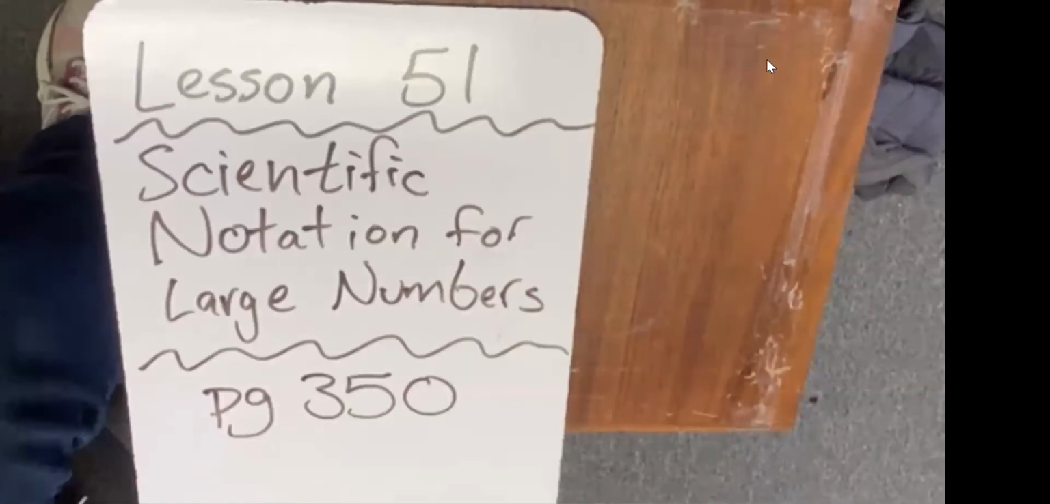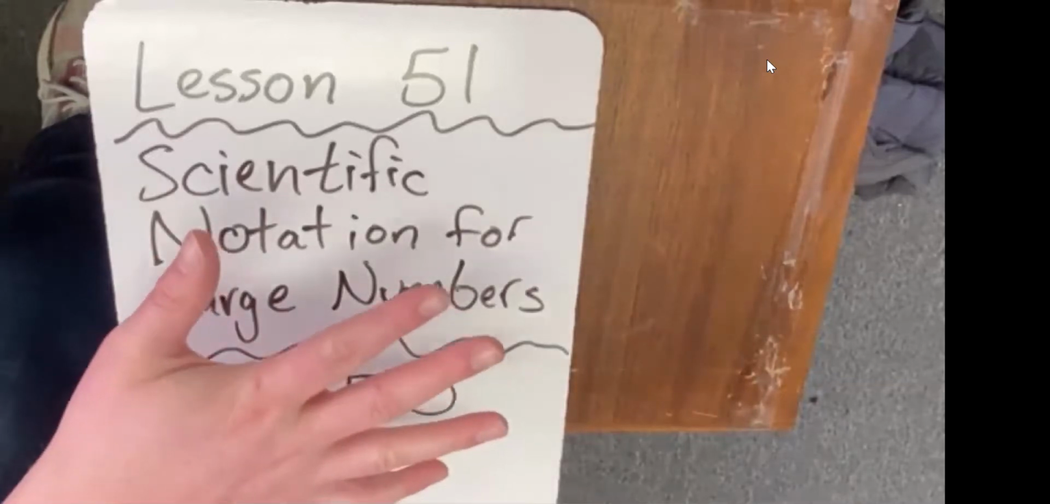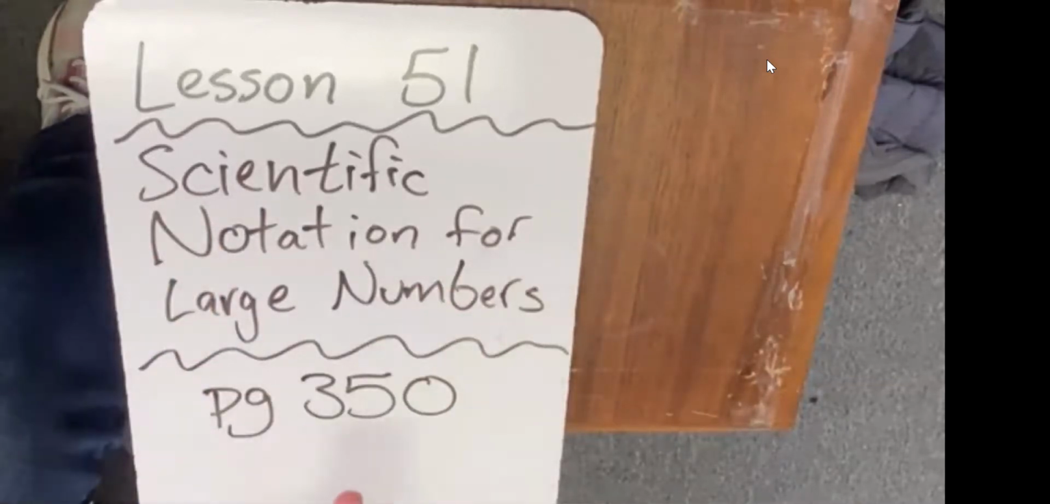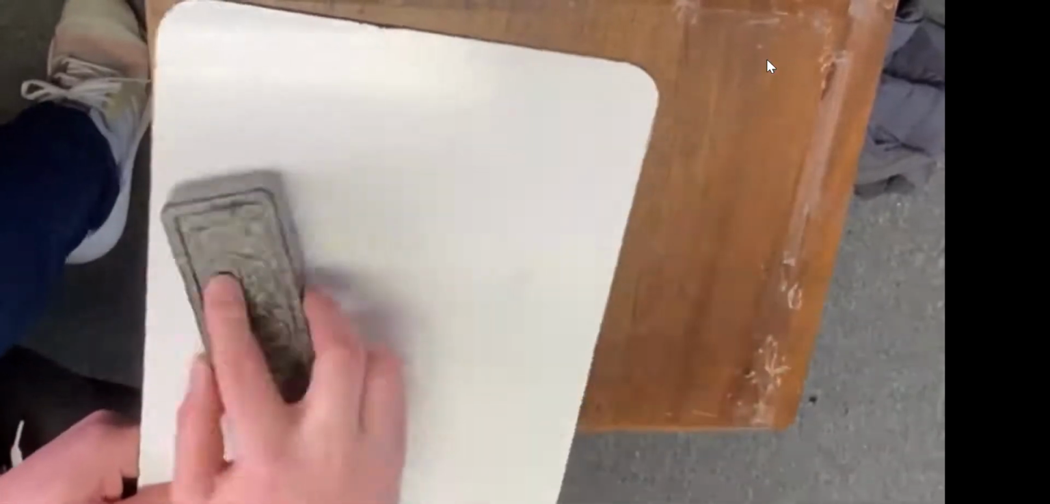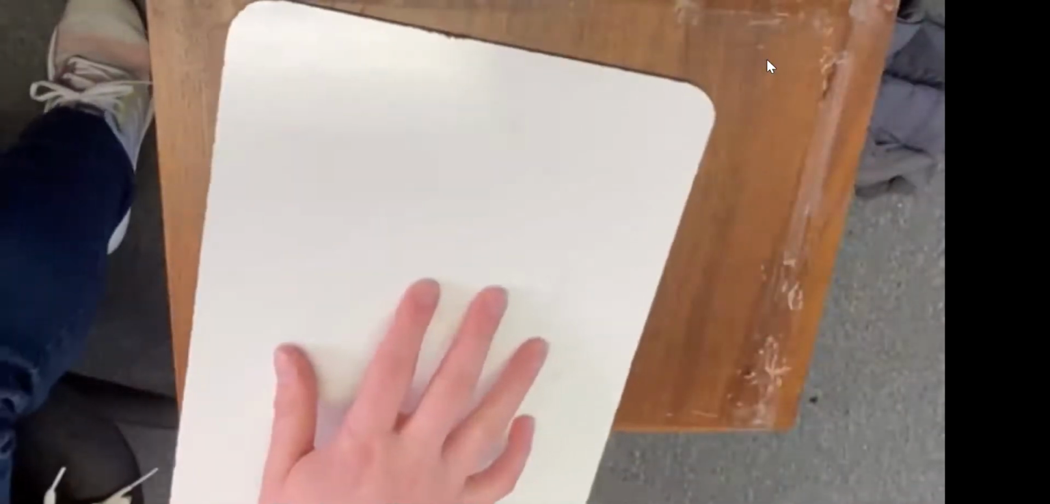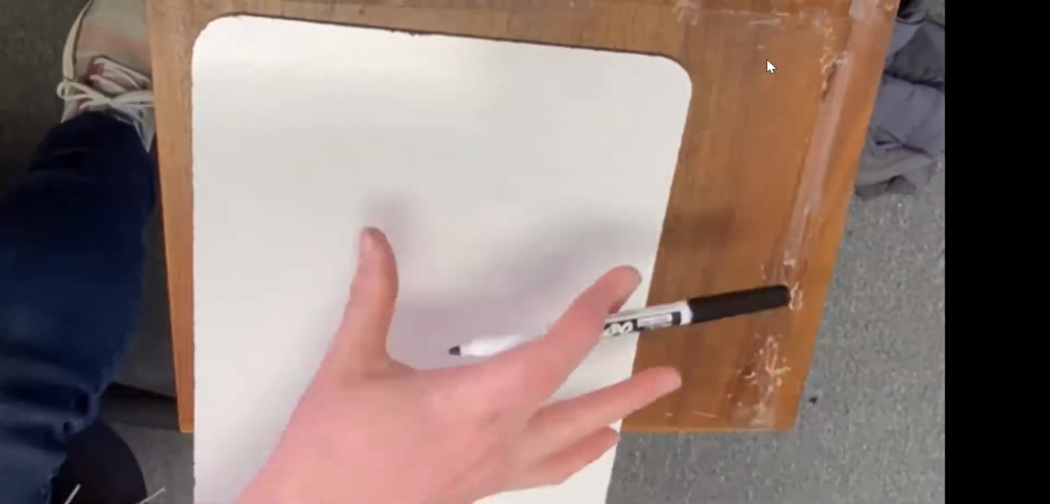All right, so we have lesson 51, scientific notation for large numbers. Open up your book to page 350 so you can follow along here. Lesson 51. If it helps, take notes. I'm not going to be grading your math notes, so if you don't need to, you just want to watch my video instead, that's totally fine.